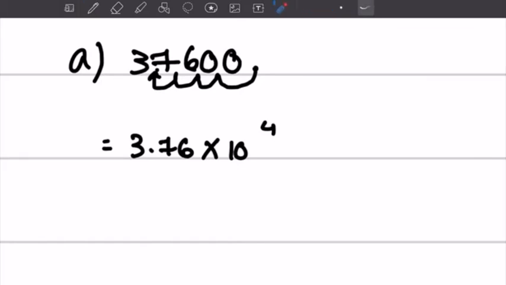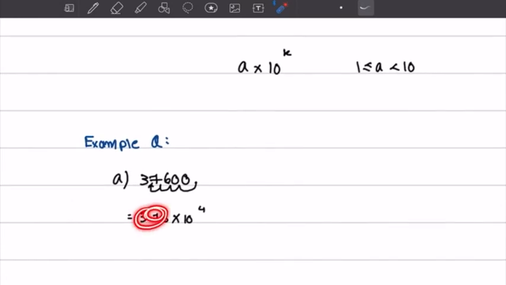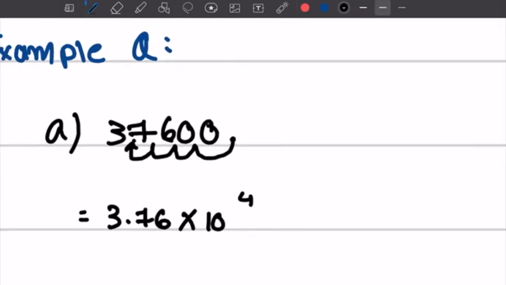And because you've moved this 4 times, you multiply by 10 to the power of 4. So this is scientific notation. Let's just check if this matches the form. Well, you have 3.76, which is between 1 and 10, yeah. And you have times 10 to the power of 4. 4 in this case equals k. So now you have written a number like this in scientific notation. You're shifting the decimal point 4 places to the left, and you're multiplying it by 10 to the power of 4.